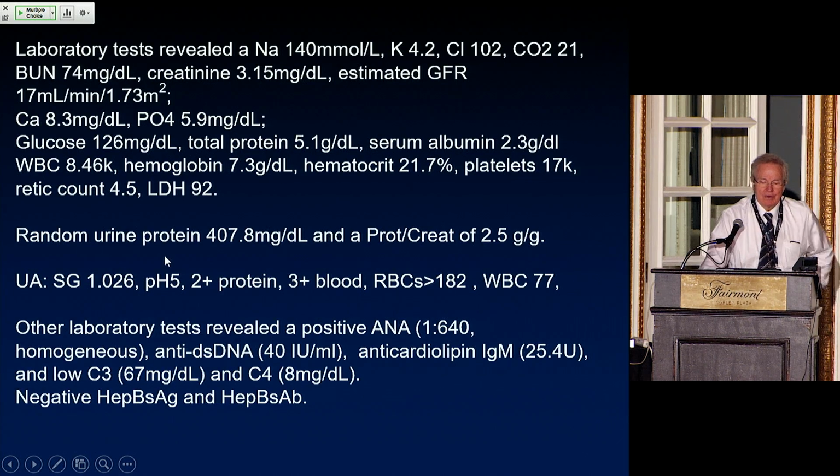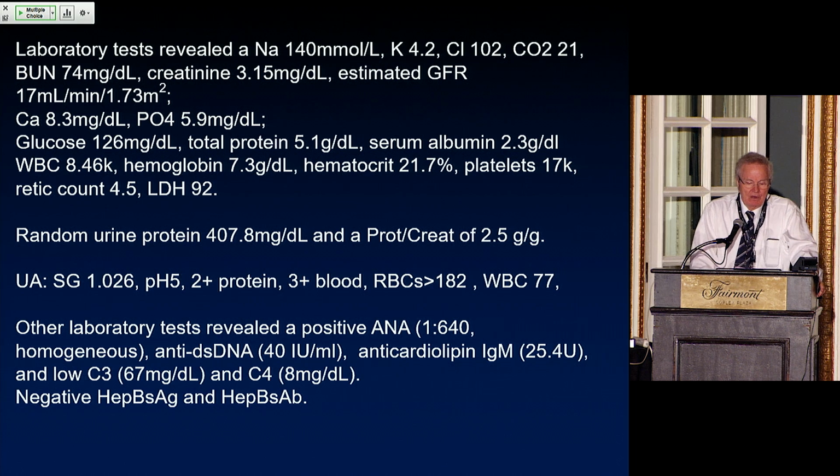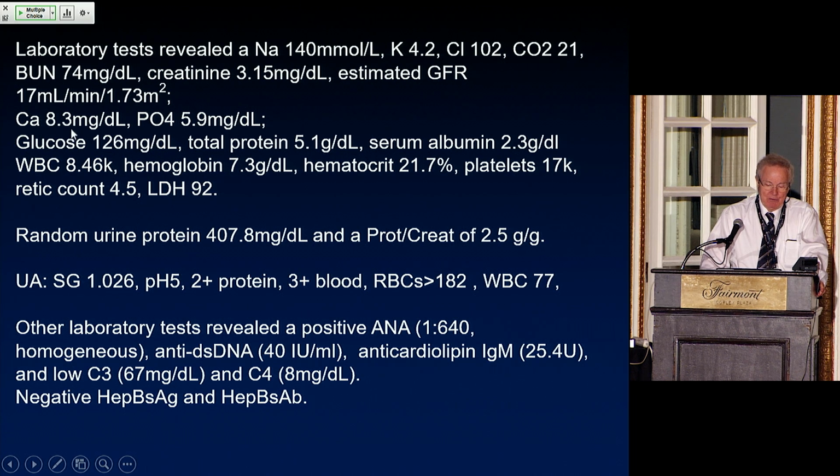Laboratory test revealed a sodium of 140, potassium 4.2, chloride 102, CO2 21, BUN 74, creatinine of 3.15 with an estimated GFR of 17 ml a minute. Calcium was 8.3, phosphorus 5.9. The glucose 126, total protein 5.1 gram per deciliter in the serum. Serum albumin was 2.3, white count 8,000, hemoglobin 7.3, hematocrit 21, platelet 17,000. The reticulocyte count was 4.5 and the LDH was 92. The random urine protein was 407 milligram per deciliter, and the protein to creatinine ratio was 2.5 grams per gram.